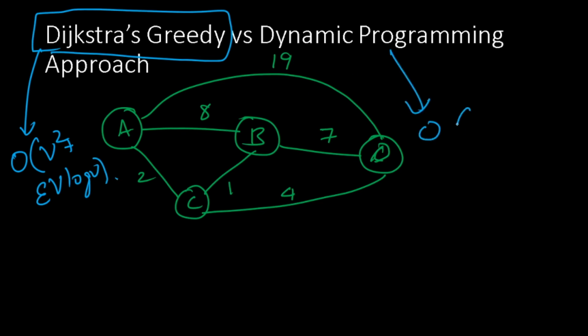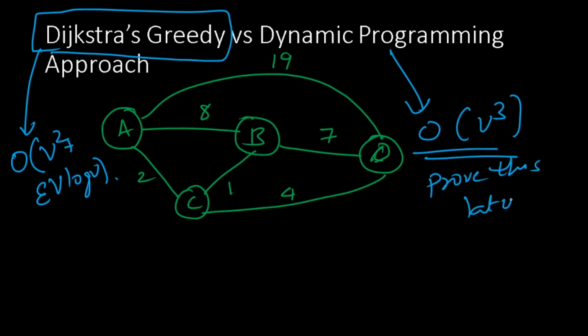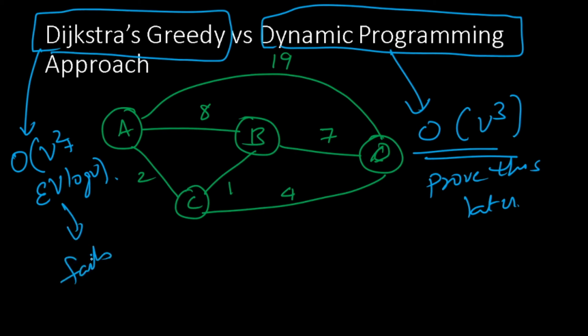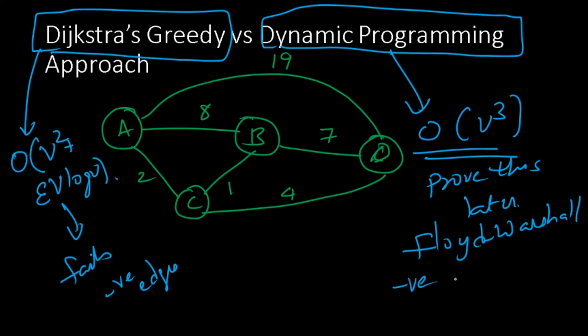Dynamic programming gives us order of v cube. Both are okay. I will prove this later, but take my word for it. This is what we'll get. I like the dynamic programming approach here because Dijkstra's fails for negative edges. Whereas Floyd-Warshall, the algorithm we will use here, works for negative edges. It doesn't really work for negative cycles, but negative edges, yes, it can take care of it. Even negative cycles, we can modify it to take care of it, no problem. So I like this algorithm better.